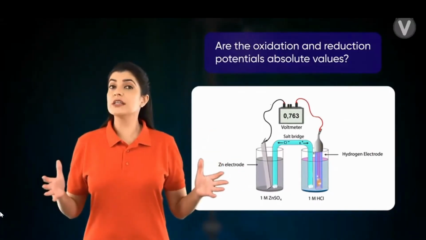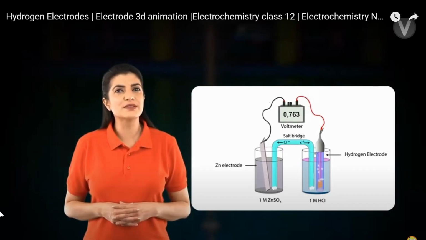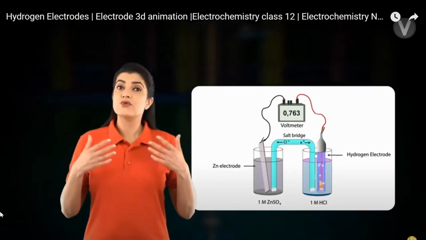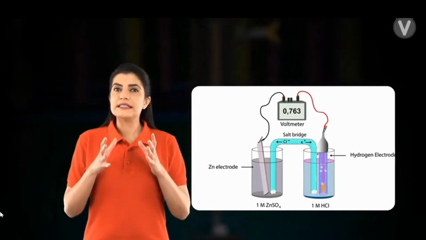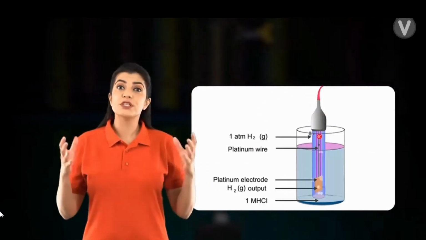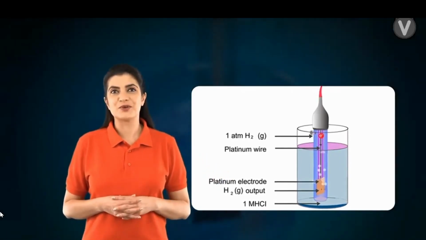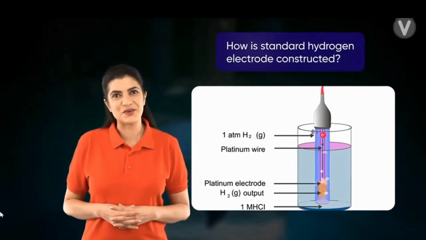Are the oxidation and reduction potentials absolute values? Are the oxidation and reduction potentials absolute values? No. What are they instead? They're not absolute. They are relative. The truth is, they are not. They are relative. In order to assign them a standard value, it is necessary to compare them to the potential of a reference electrode, the standard hydrogen electrode. Today, you will learn all the details of this fascinating electrode.